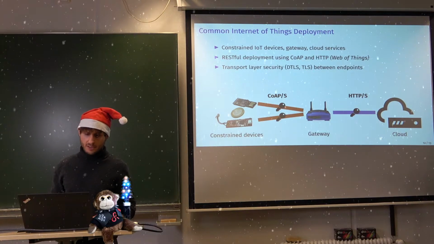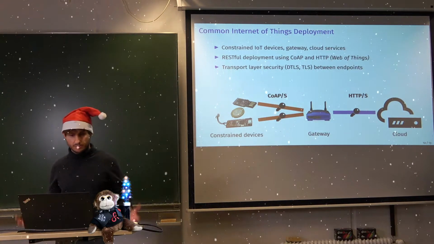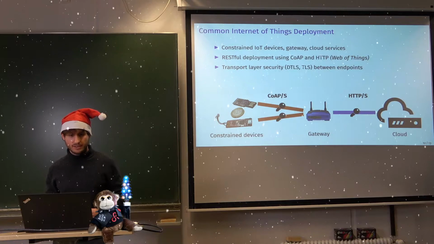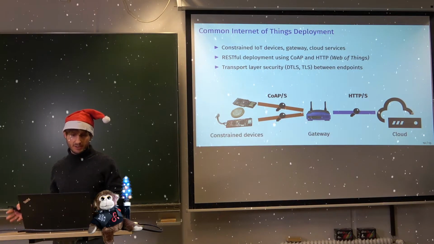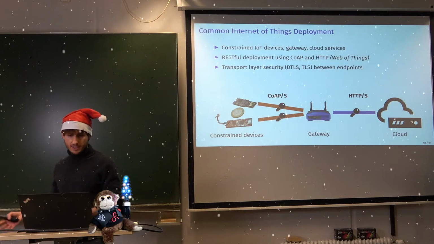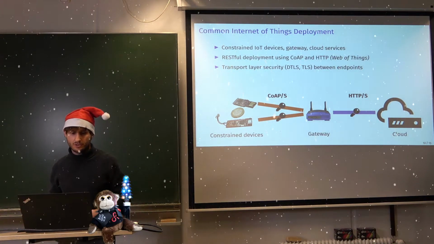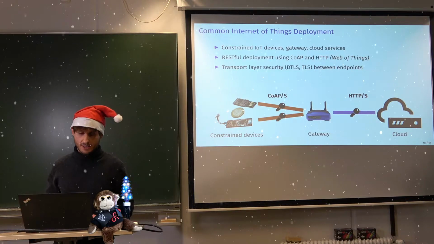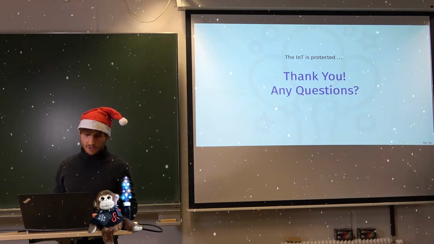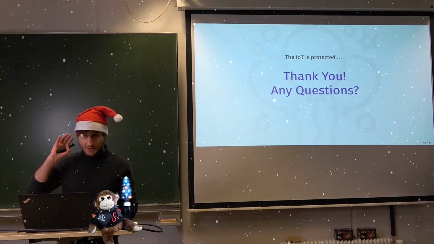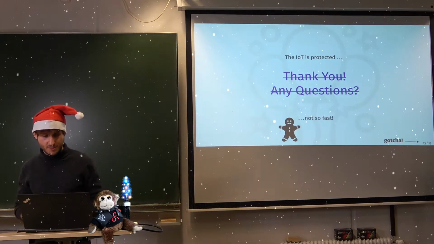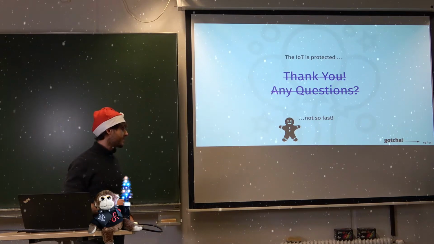And to make the IoT setup secure or protected, we use transport layer security, which is HTTP over TLS for the gateway to cloud side, and DTLS for the constrained device to gateway side. All right, so the IoT is protected. Is there anything more to say? So I hear a voice. That is the cookie man who's speaking up: not so fast.